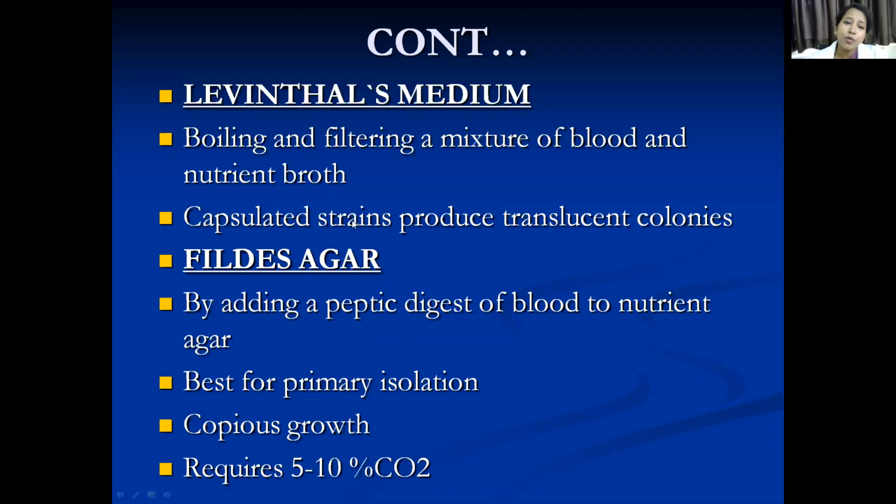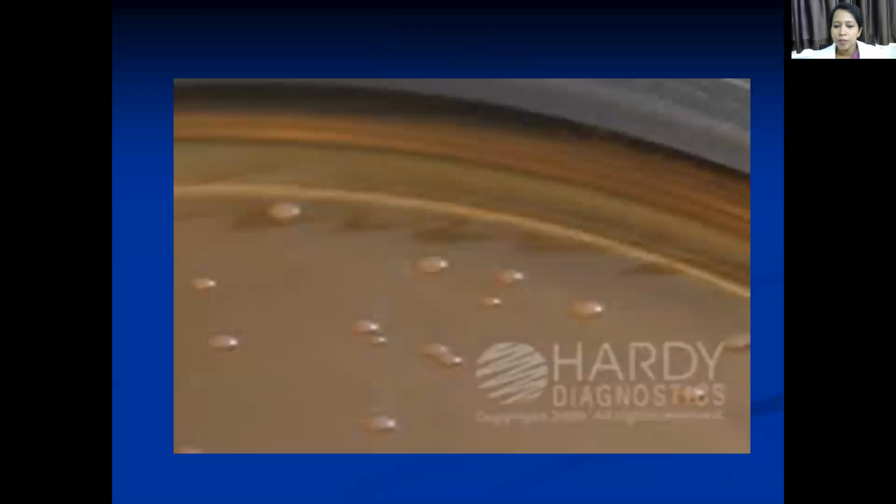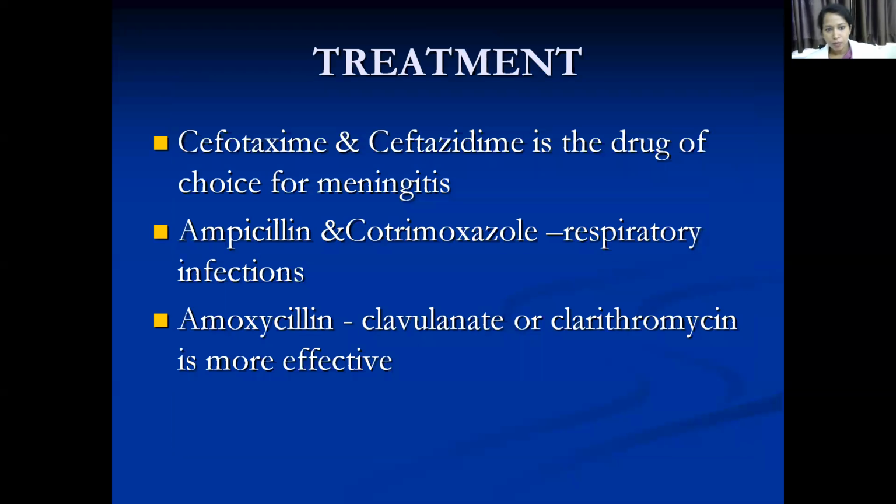So these are the two special media for the growth of Haemophilus: Lewinthal's medium and Field's agar. Then coming to treatment, cefotaxime and ceftazidime are the drugs of choice, and ampicillin and cotrimoxazole are also used for respiratory infections. Amoxicillin-clavulanate is also used.